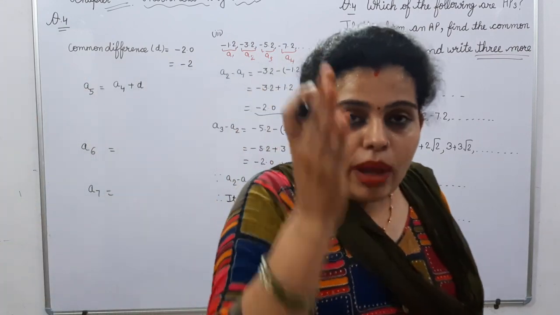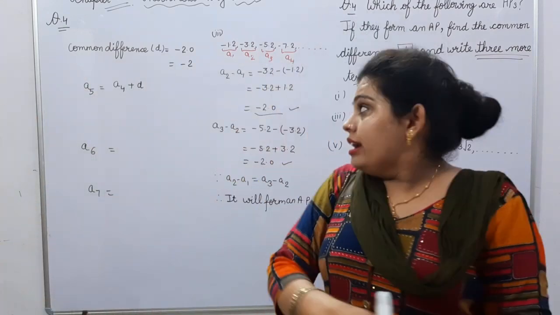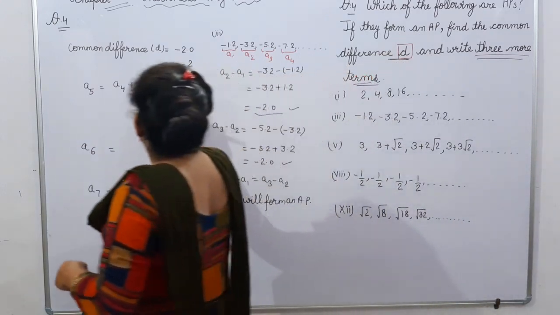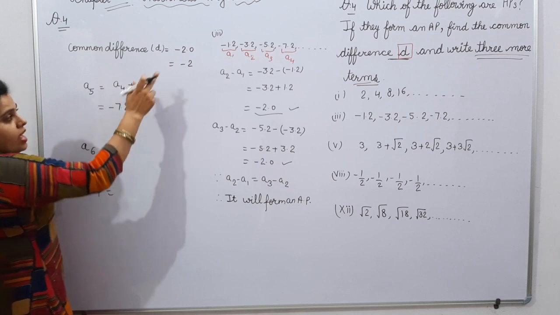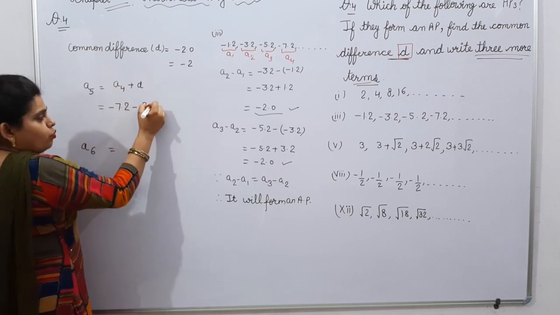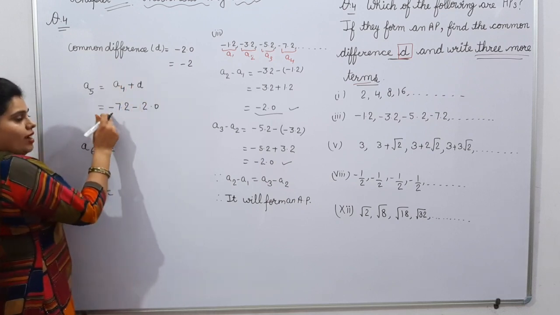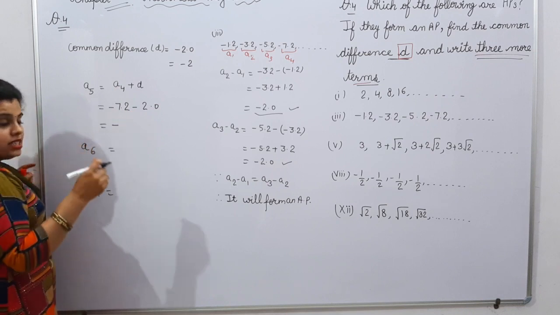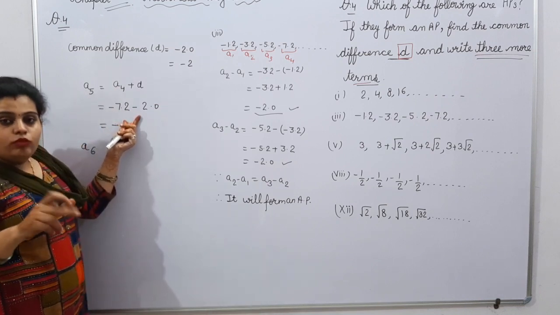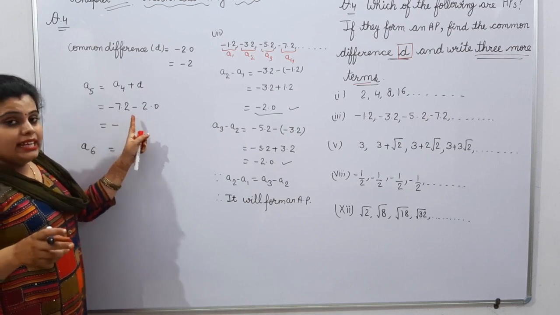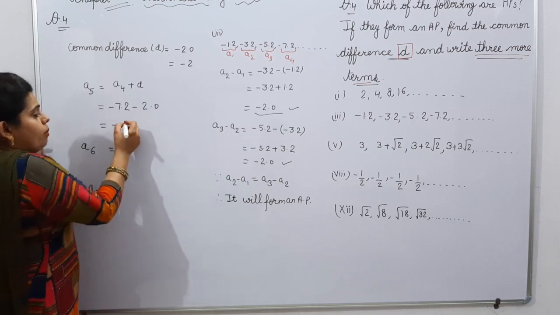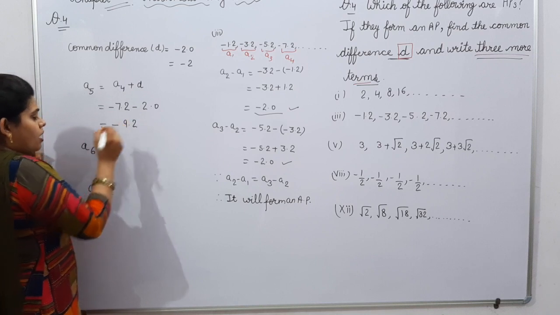By adding this -2 into A4. And what is the value of A4? -7.2. And D is -2.0. What will be the value? Both are minus, then we will do addition. -7.2 minus 2.0, -9.2 will come.